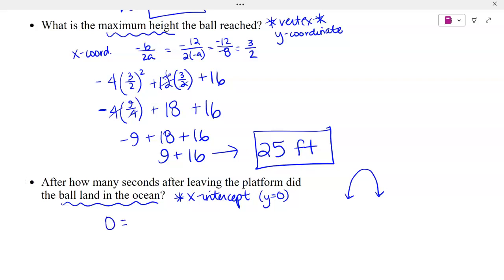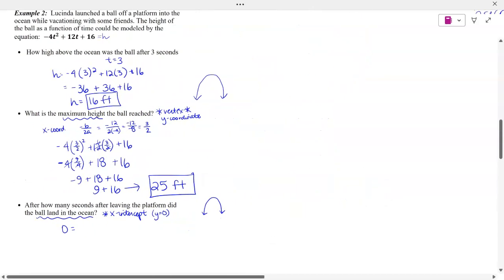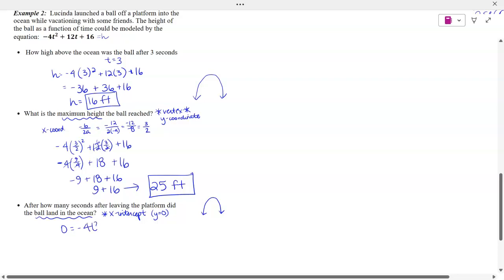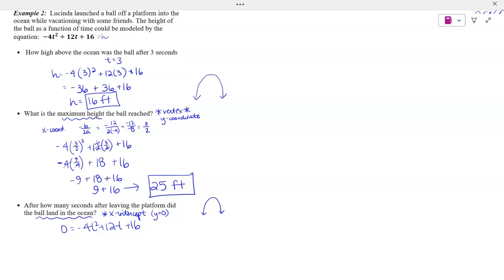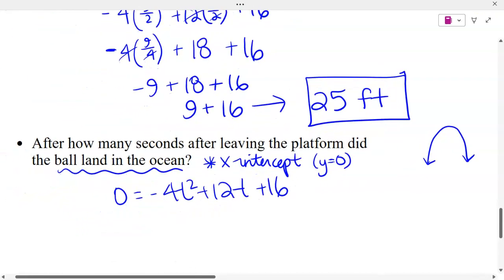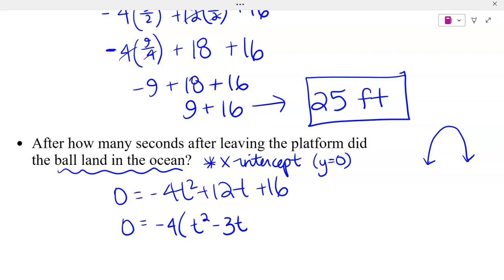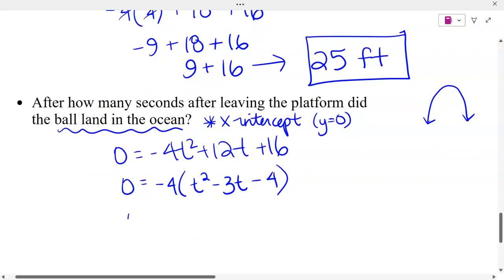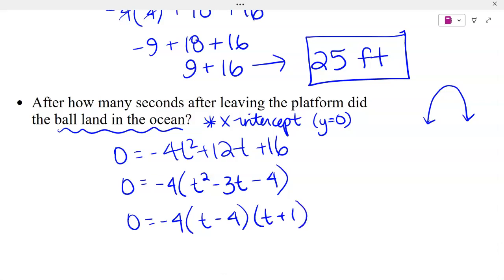So we're going to say 0 equals this equation, which is -4t squared plus 12t plus 16. Now, let's see if we actually could factor this. If we factor out a -4, we end up with t squared minus 3t and then -4. And it does look like we can factor this, which is great. So we have t minus 4 times t plus 1.